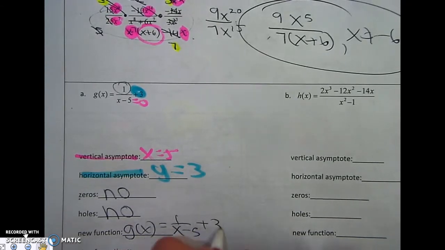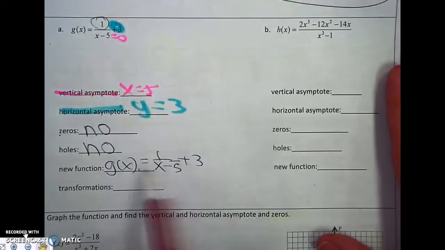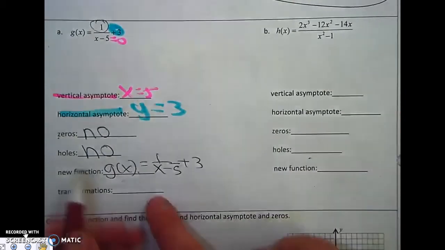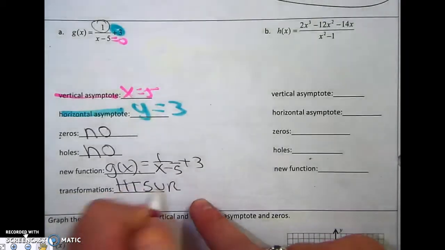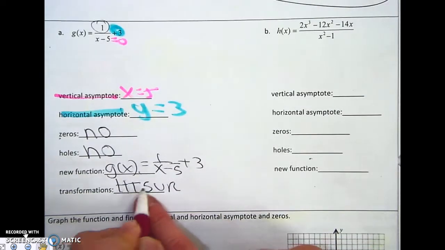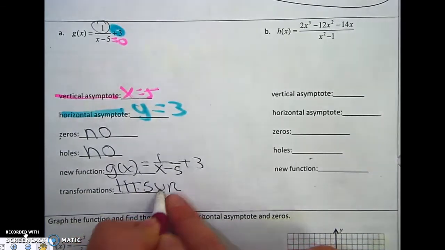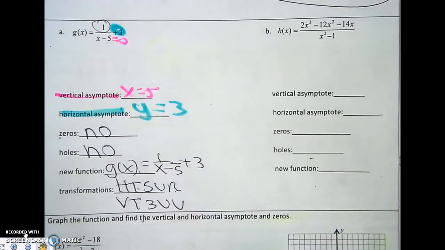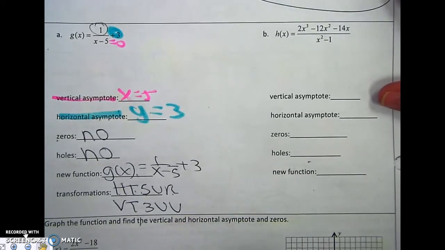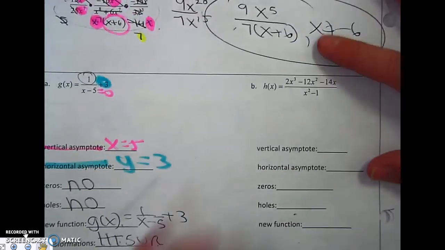But the reason I did this is because I wanted you to see the differences between these two. Transformations, horizontal translation, 5 units right. Don't write that. You have to write horizontal translation, 5 units right. Vertical translation, 3 units up. Okay? The next one, obviously way more complex.